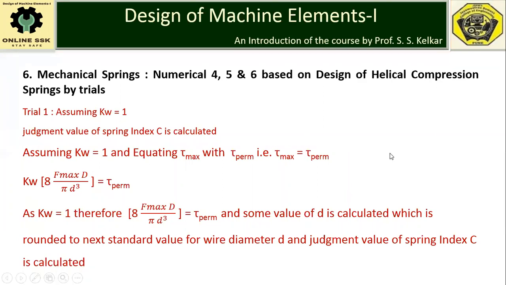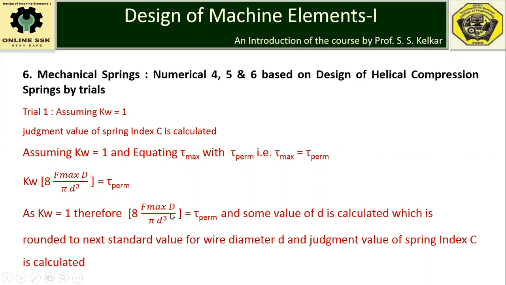So for calculating spring wire diameter, assuming Kw equal to 1 during trial number 1, we have to equate induced maximum stress with permissible. Therefore, 8 times F max D upon pi d cube is to be equated with tau permissible. Maximum force to which the spring is subjected will be known to us. Coil diameter will also be known to us. Only unknown will be small d, the wire diameter. Therefore, during trial number 1, wire diameter d will be calculated.